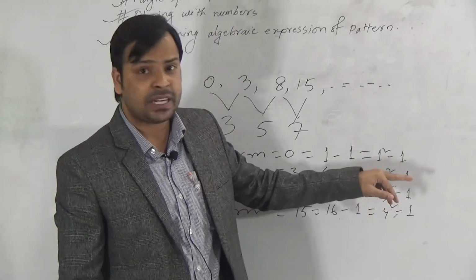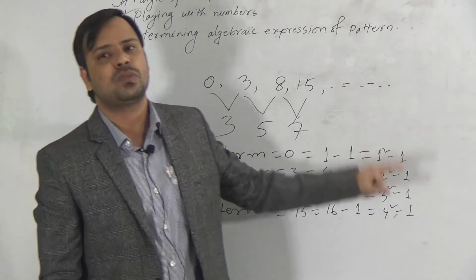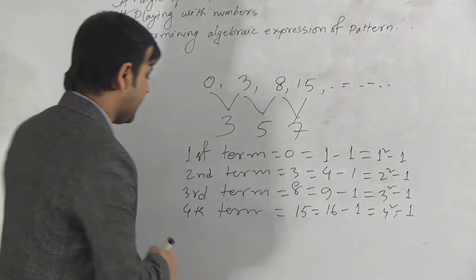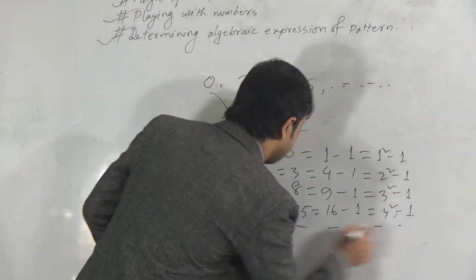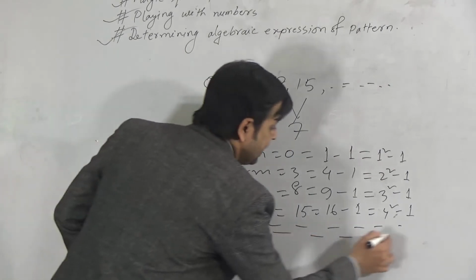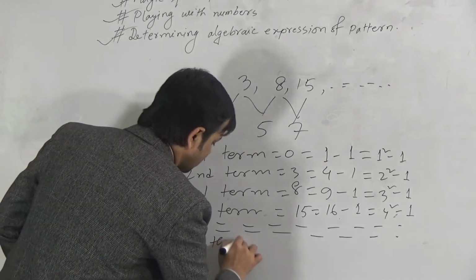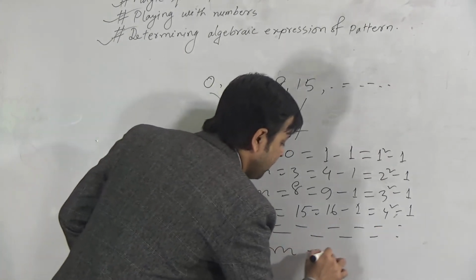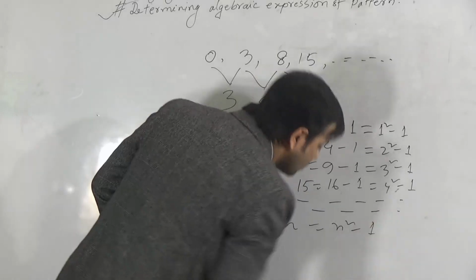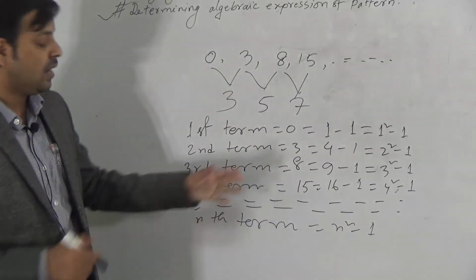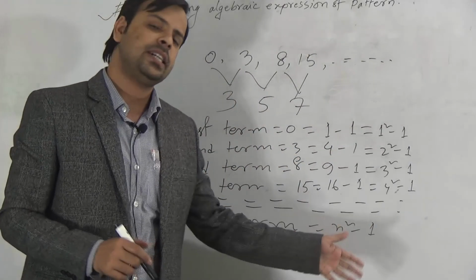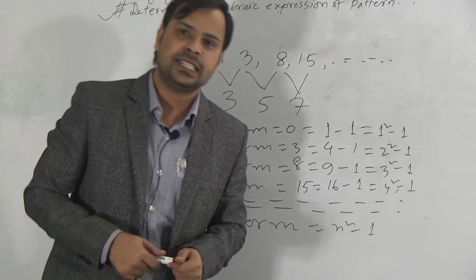Second term, 2 square minus 1. So number of term square minus 1. So when we go to the nth term, what will be the term? If it is the nth term, it will be n square minus 1. Here the values of n are natural numbers.